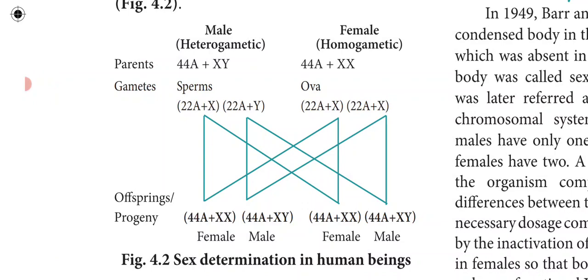Now we will see the offspring, or progeny, produced. When the sperm containing the X chromosome fertilizes the egg containing the X chromosome, the offspring produced is female. When the sperm containing the Y chromosome fertilizes the egg containing the X chromosome, the offspring produced is male. So in humans, sex is determined by the Y chromosome, or otherwise we can say sex is determined by the male. That is how sex determination takes place in human beings.